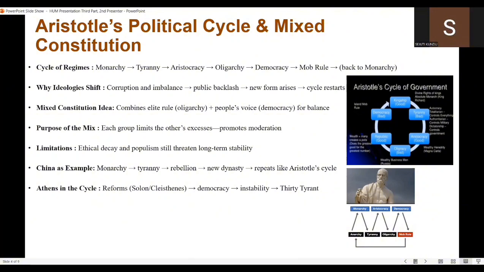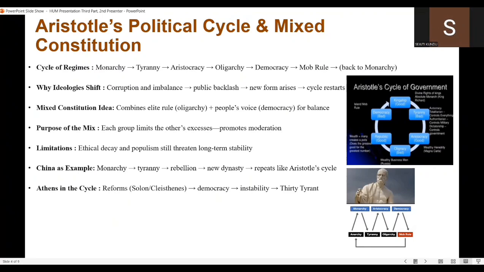To break the extremes, Aristotle proposed the mixed constitution, a system combining elements of oligarchy and democracy to balance power. In theory, each class would check the other's excess, promoting moderation. However, even this mixed model could not prevent instability if ethical decay set in.